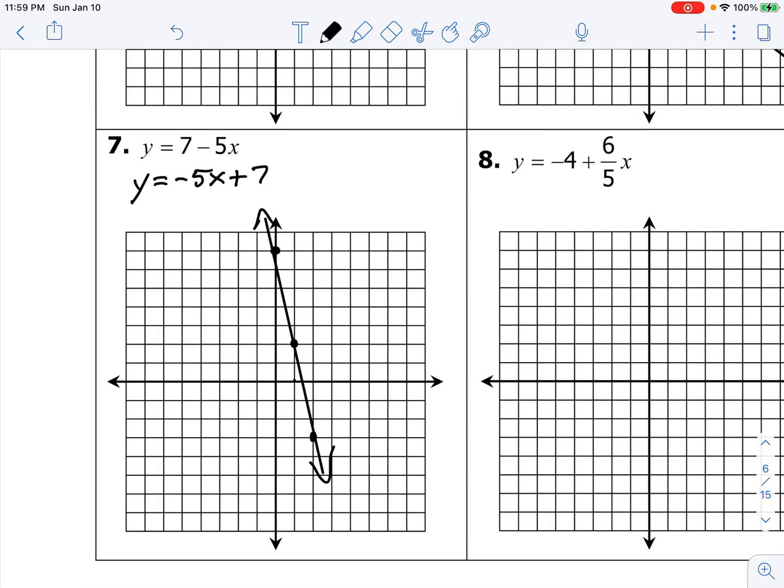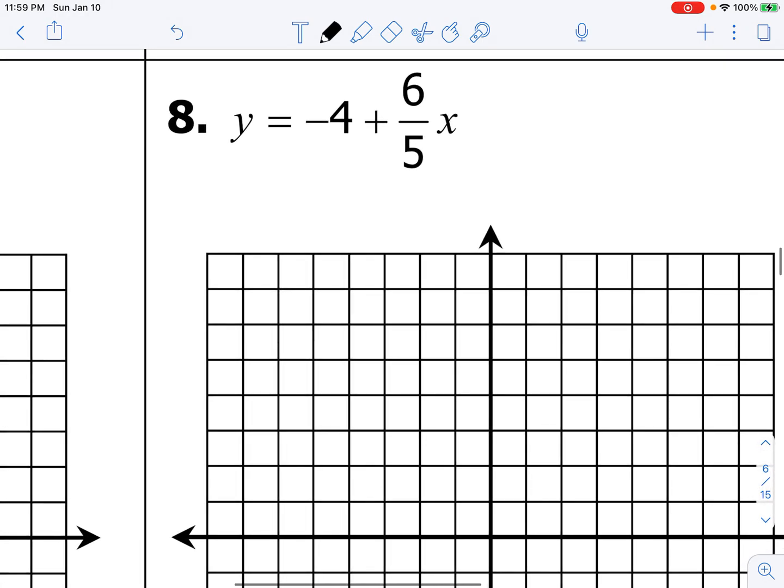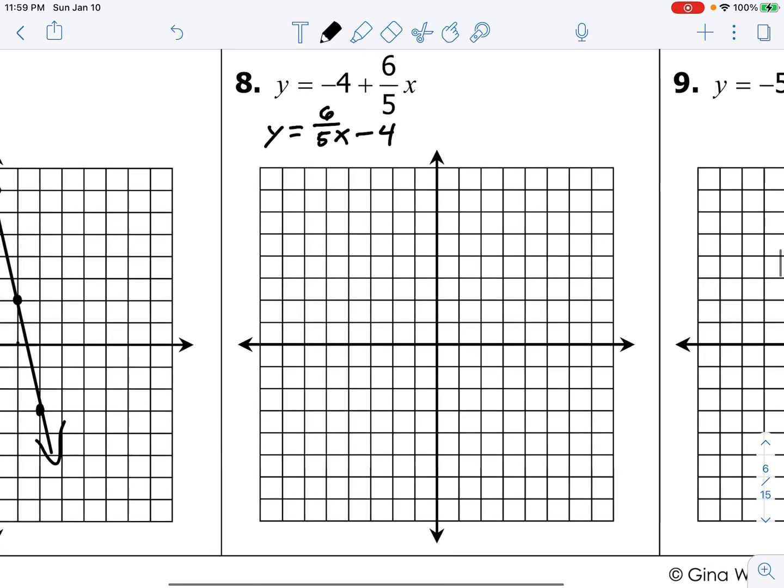Okay, number 8. So same principle. What we're going to do is switch these back. So the 6 over 5x is positive, I don't need the plus sign. Then 4 is negative. Okay, so now I'm going to plot it at -4, the y-intercept. And then I'm going to go up 6, right 5. So up 1, 2, 3, 4, 5, 6. Right 1, 2, 3, 4, 5.